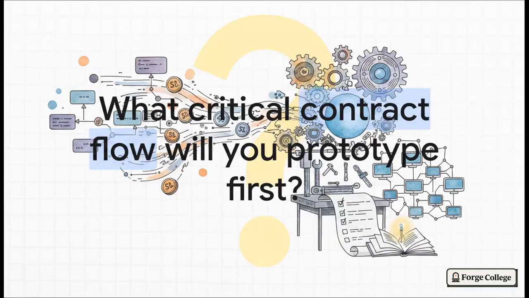So I want to leave you with a question to ponder. What is the single most critical smart contract flow that you will prototype first before committing to your full Solana translation? Find that flow, build your prototype, and validate your toolchain.